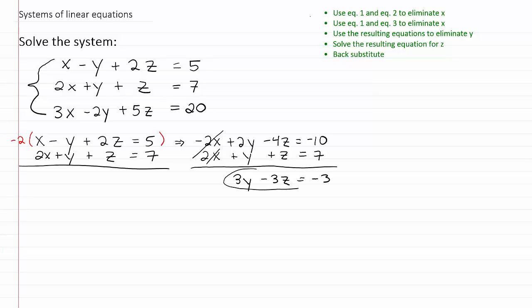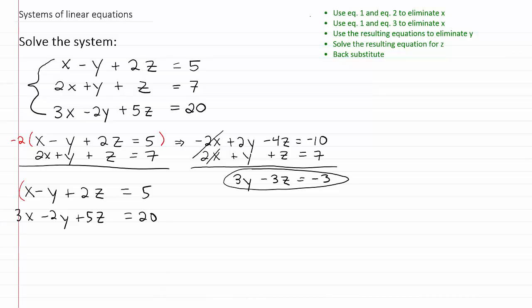All right, let's hang on to that and let's repeat the process, this time using equation 1 and equation 3. So we have x minus y plus 2z is equal to 5. And equation 3 says 3x minus 2y plus 5z is equal to 20. Let's multiply the first equation by -3, right? Because if I multiply the first equation by -3, that should allow me to eliminate x.